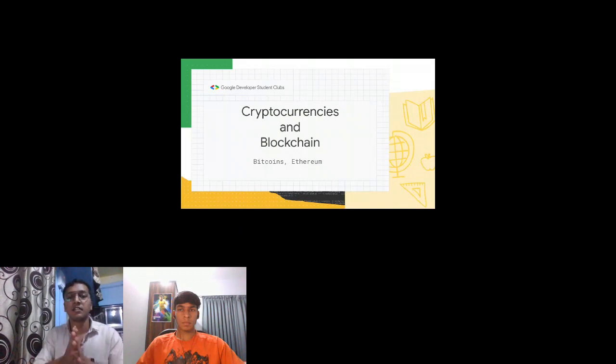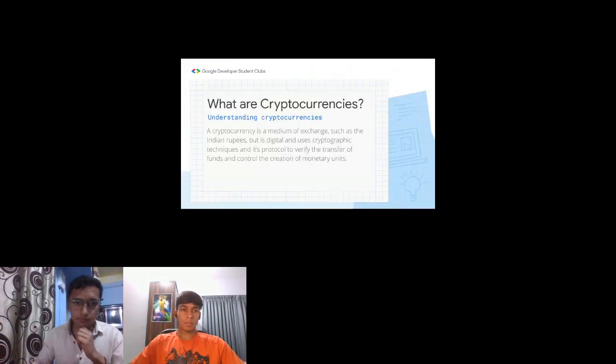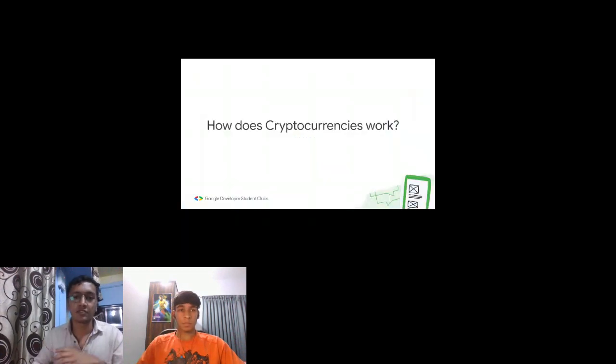Okay, so now let's discuss cryptocurrencies and blockchain and how smart contracts play a role in them. So what are cryptocurrencies? Cryptocurrency is a medium of exchange such as the Indian rupee, but it is digital and uses cryptographic techniques and its protocol to verify the transfer of funds and control the creation of monetary units. Very technical definition. So how does it work?